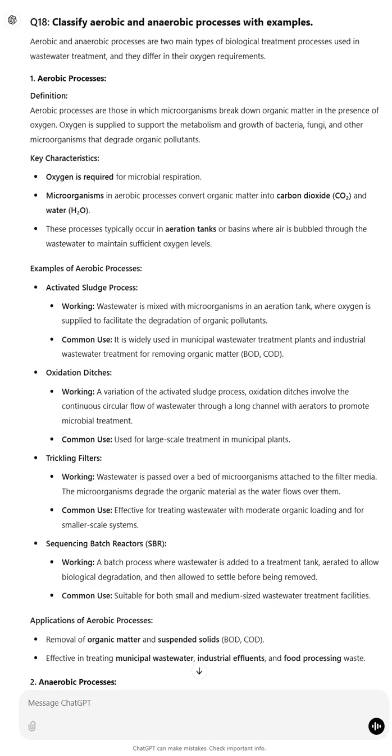Oxidation ditches. Working. A variation of the activated sludge process, oxidation ditches involve the continuous circular flow of wastewater through a long channel with aerators to promote microbial treatment. Common use. Used for large-scale treatment in municipal plants. Trickling filters. Working. Wastewater is passed over a bed of microorganisms attached to the filter media. The microorganisms degrade the organic material as the water flows over them. Common use. Effective for treating wastewater with moderate organic loading and for smaller scale systems.